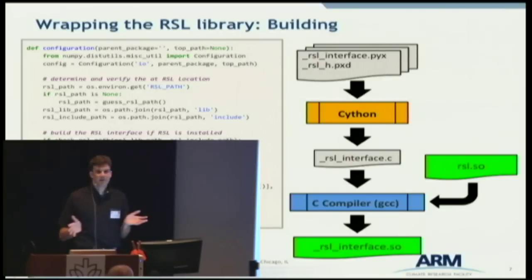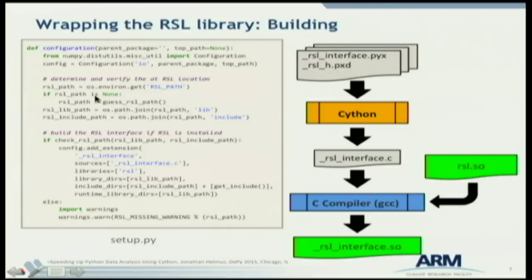Well, we put that all in our setup.py file. So this is using NumPy's distutils, which basically just lets you compile some things. They have a configuration object, and we have to check to figure out where the actual path to RSL is. Some people put it in really strange places, so we need to be able to try and figure that out. But the meat and potatoes here is that we're going to call the add extension method off this config object. We give it a name of the extension module we're going to build, so RSL interface.